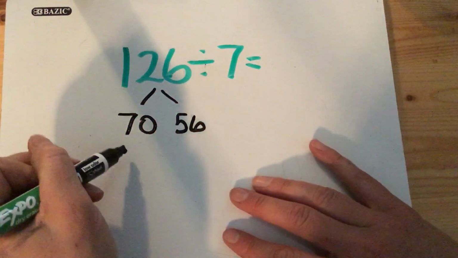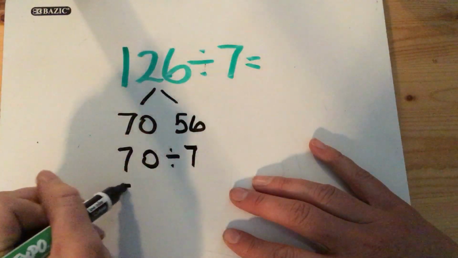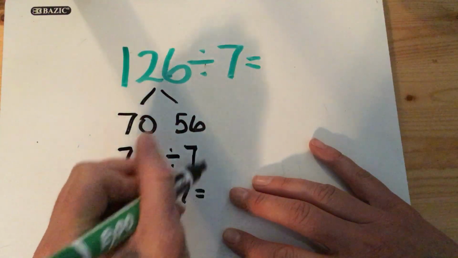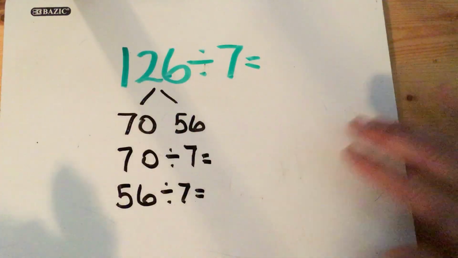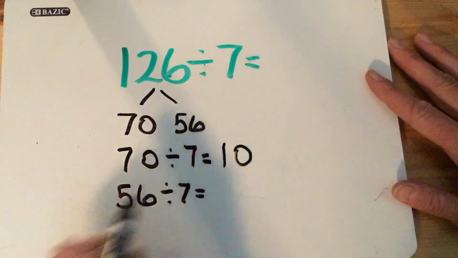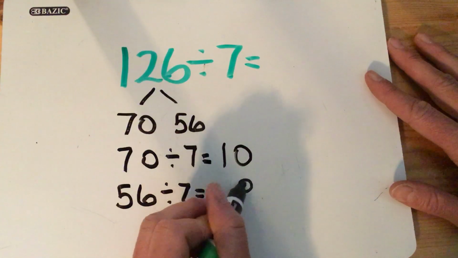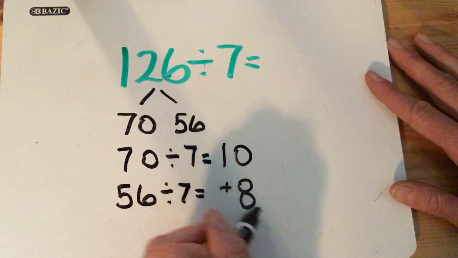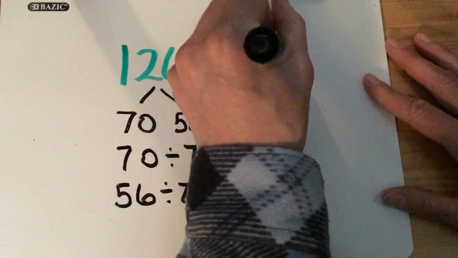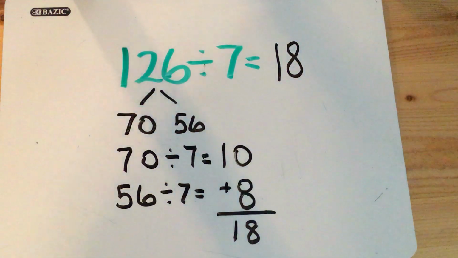So then I go like this. I say 70 divided by 7, 56 divided by 7. So what's 70 divided by 7? 10. What's 56 divided by 7? 8. Add it together. 18. So 126 divided by 7 is 18. So that's the split strategy.